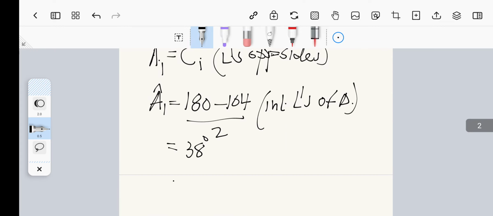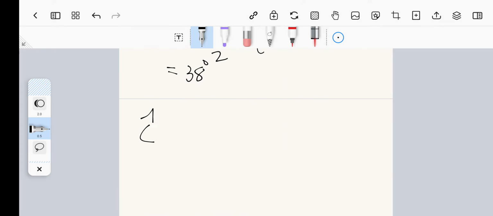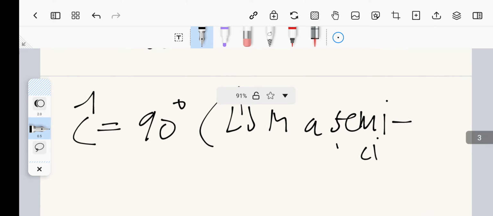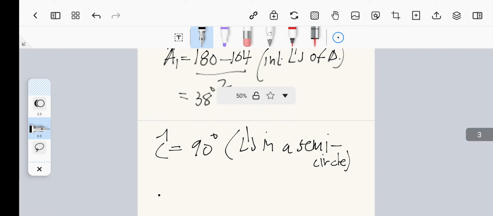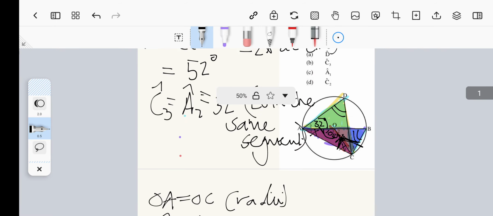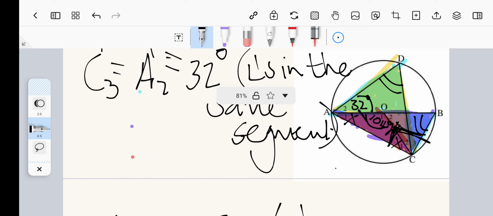So we'll say angle C is equal to 90 degrees. How do we know angle C is 90 degrees? Well, that is angles in a semicircle. Because our entire angle C is 90, and we want C2, we're going to subtract C3 and C1 from our 90 in order to get our C2.